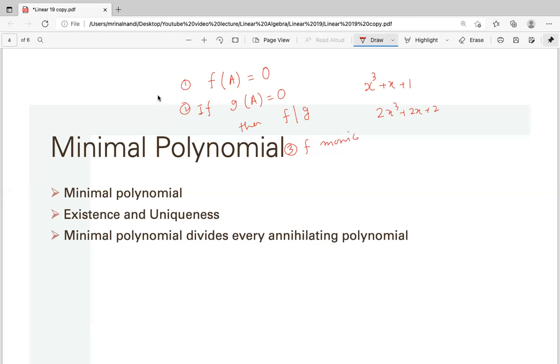In the definition, I think no. Sorry, in the definition that condition is not there. The definition says that this is least among the other polynomials, that is, degree of f is less than or equal to degree of g. So this is a definition, and that is a theorem.